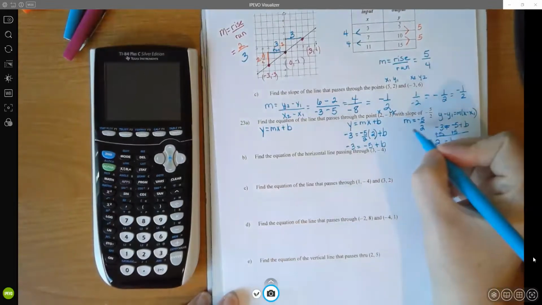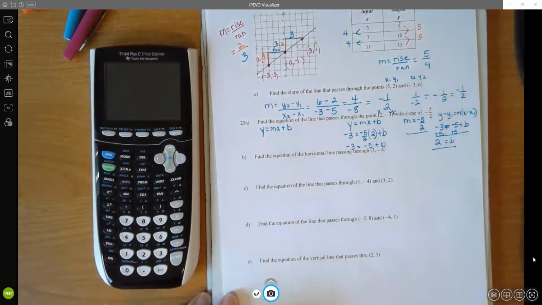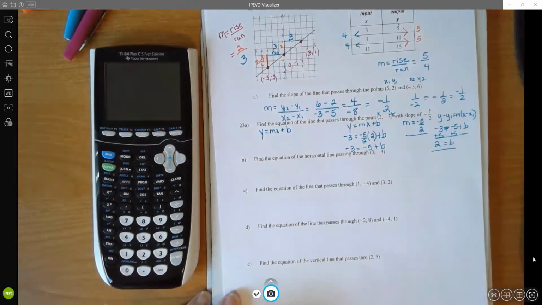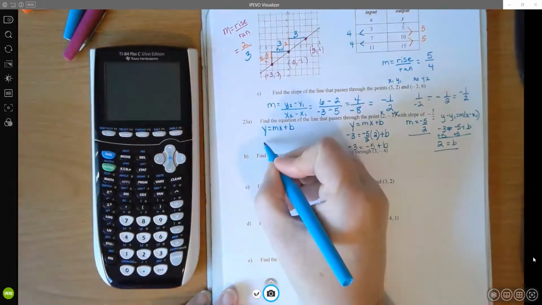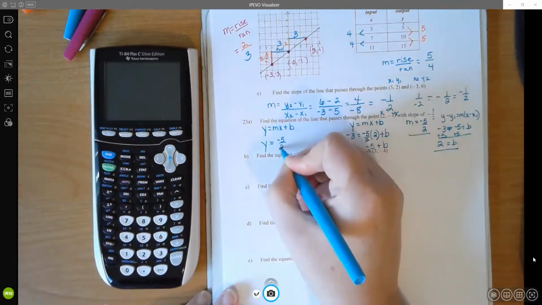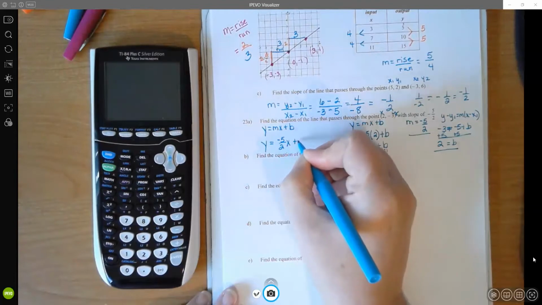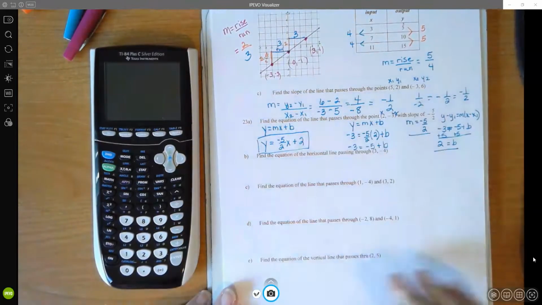Now I have my m and I have my b, but I am not done. I will not be done until I have an equation. So my equation would be y equals negative 5 halves x plus 2, and this is my equation.